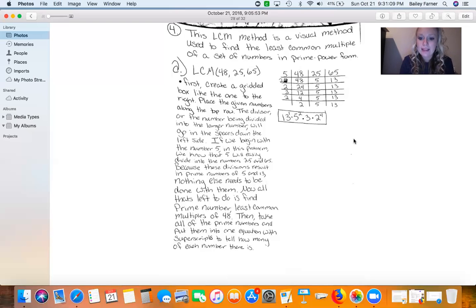And so we can write these in one simple equation with superscripts to show how many of each number there is. And so we have 13 times 5 squared times 3 times 2 to the 4th power, rather. And so this is really a simple way to find the least common multiple of a set of numbers.